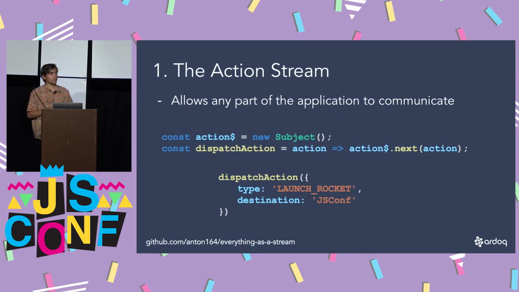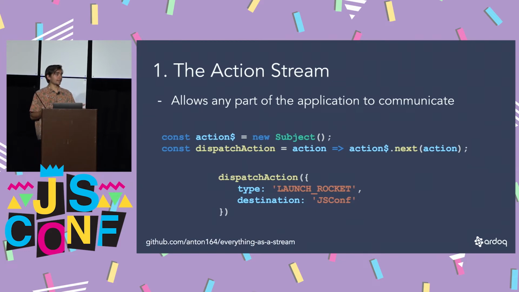We define it as a subject. So a subject is a type of an observable. Whereas an observable emits data over time, you can also push data to a subject using the .next method. So essentially, it's a publish and subscribe mechanism. And with these 2 lines of code, we can dispatch our first action and launch a rocket at JSConf.